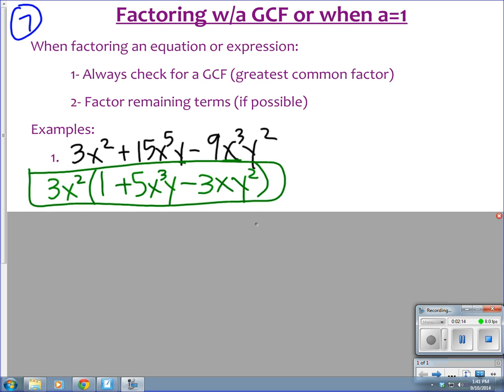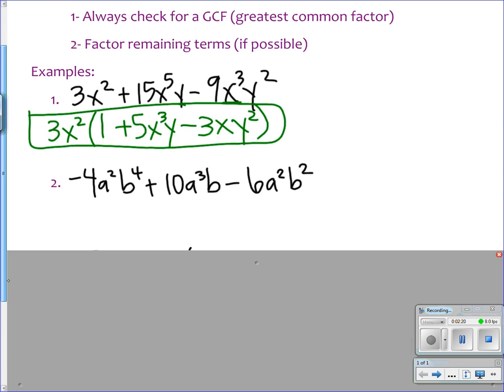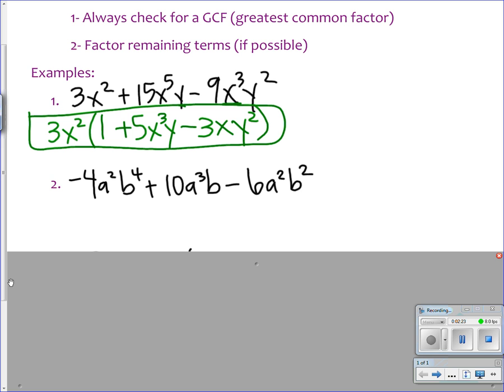That's all we can factor. Yep. Okay, let's do another one. Okay, go ahead and write that problem.